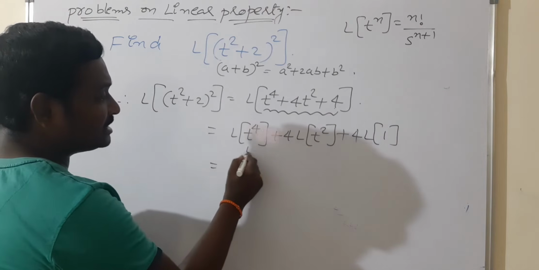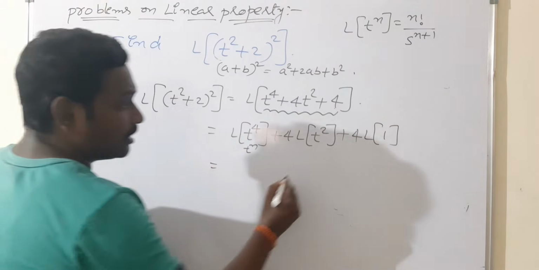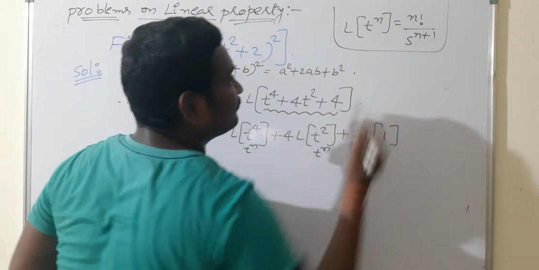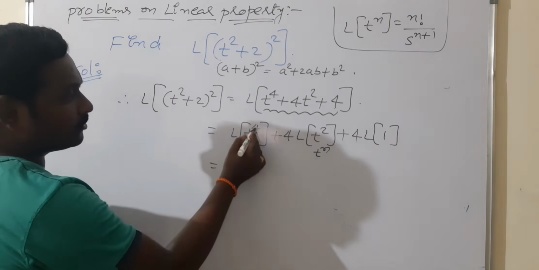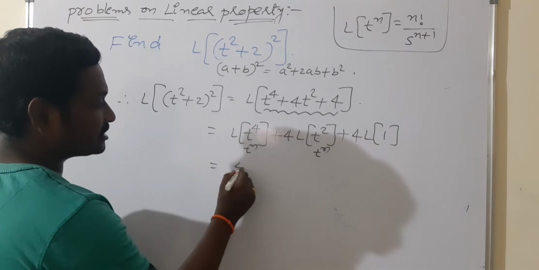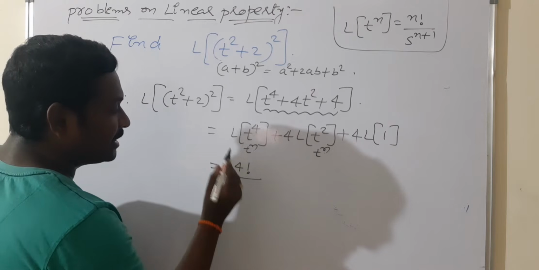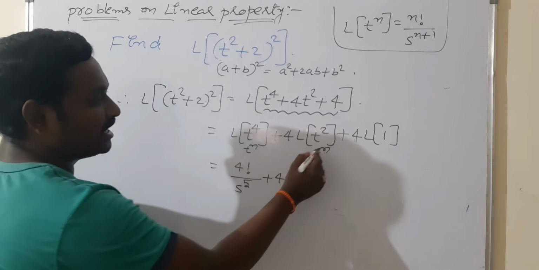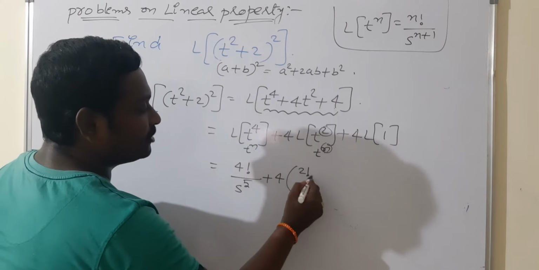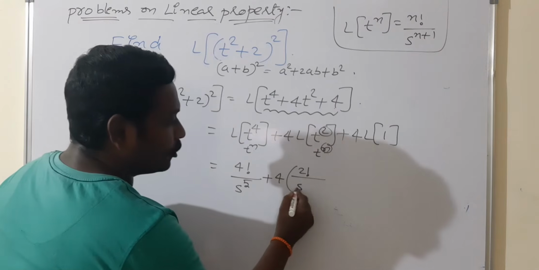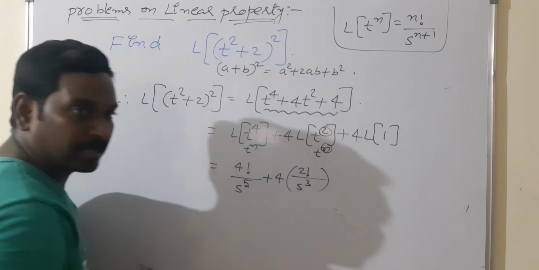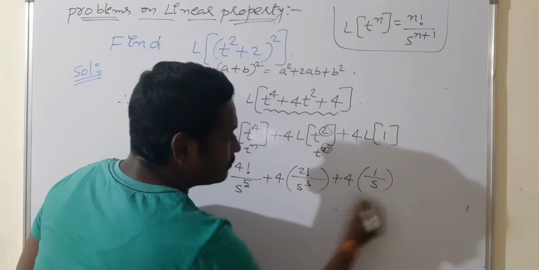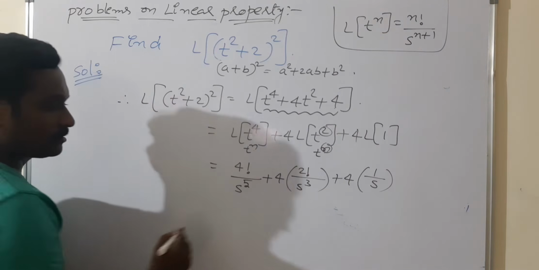Now we are observing that it is in the form of t power n. The second part is also in t power n form. Already we know the formula of L of t power n. So here n is equal to 4, here n is equal to 2. That's why you will get 4 factorial by s power 4 plus 1, s power 5, plus 4 into, here n is equal to 2, 2 factorial by s power 2 plus 1, s cube, plus 4 into L of 1. L of 1 is also known as 1 by s.